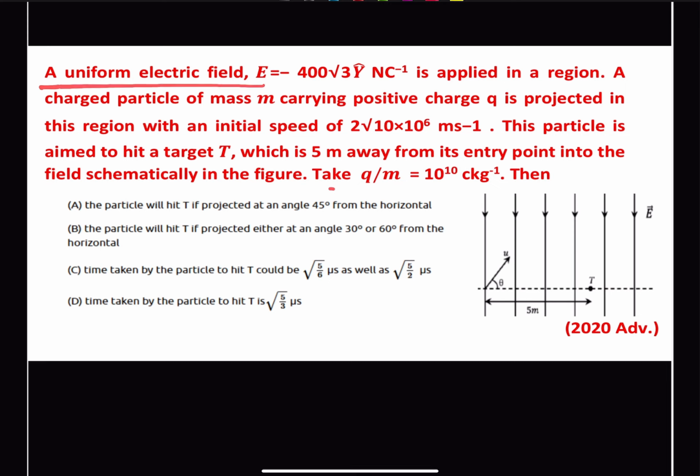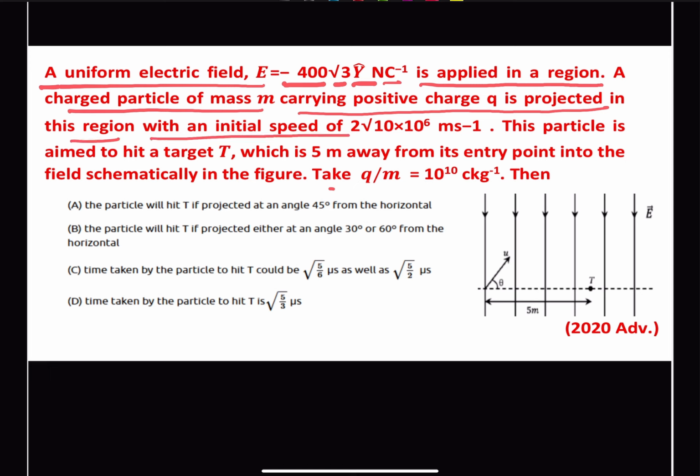A uniform electric field E given as minus 400 square root of 3 y unit vector Newton per coulomb is applied in a region. A charged particle of mass m carrying positive charge q is projected in this region with an initial speed of 2 into square root of 10 into 10 to the power 6 meter per second. Okay, so this is 2 meter per second. This particle is aimed to hit a target T, which is 5 meter away from its entry point into the field schematically in the figure. Take q by m as 10 raised to power 10 coulomb per kg.